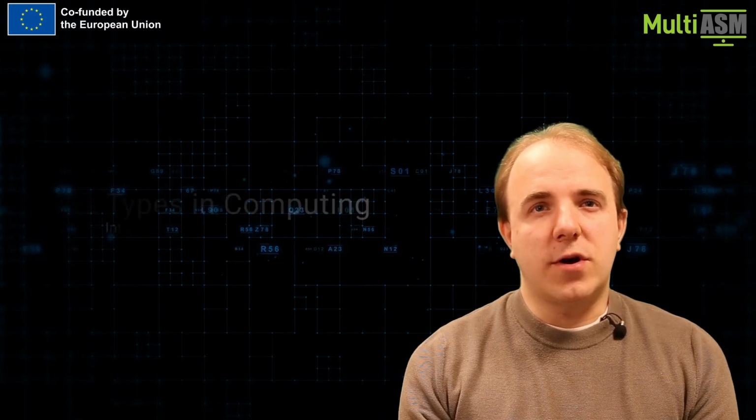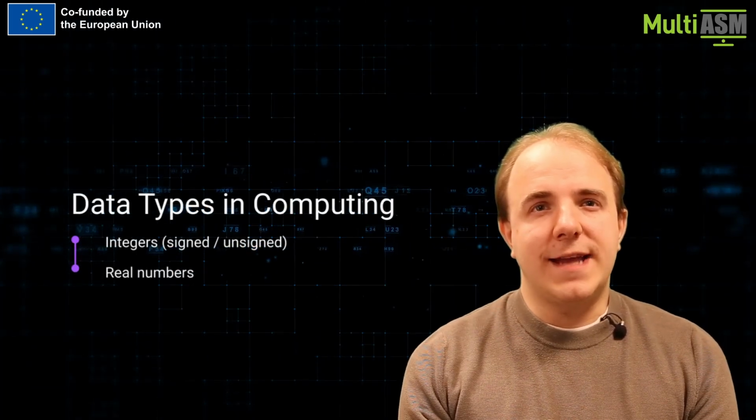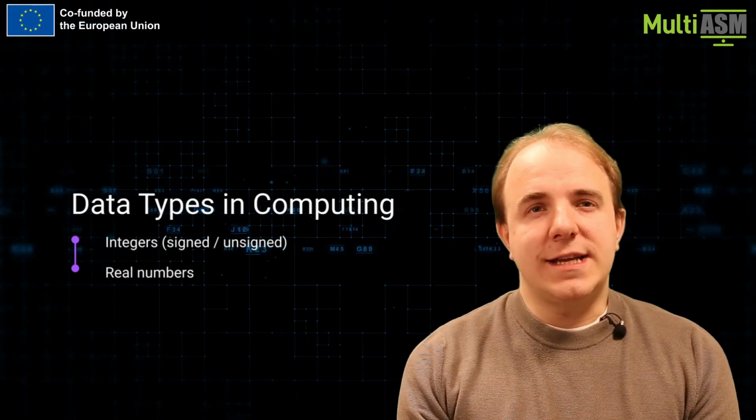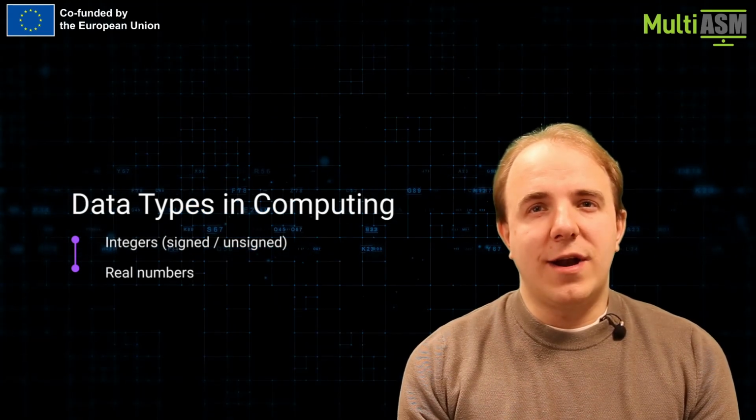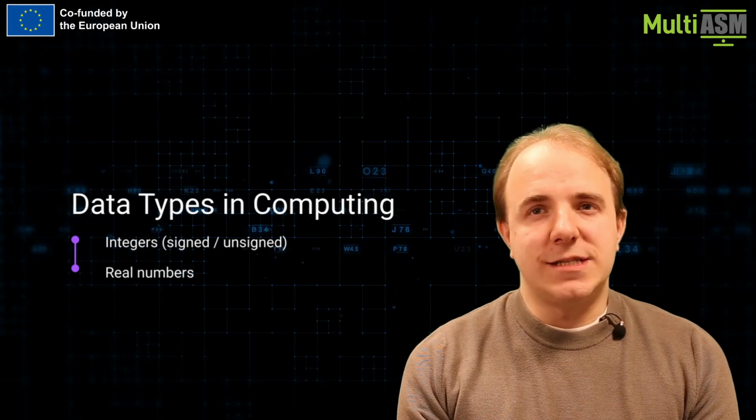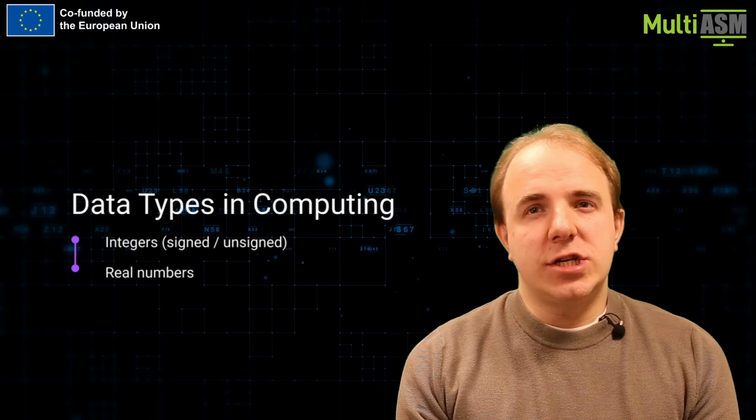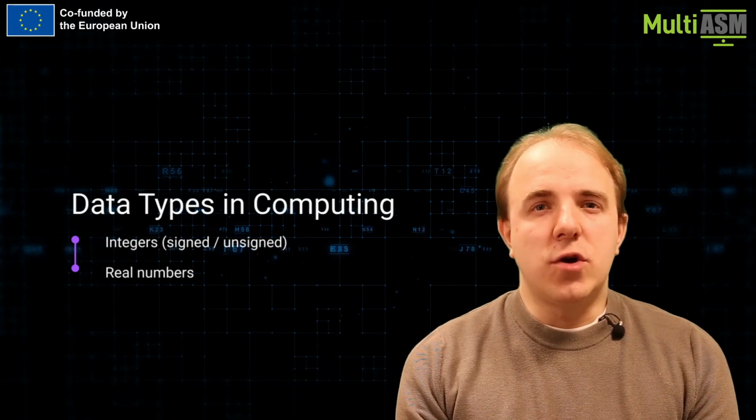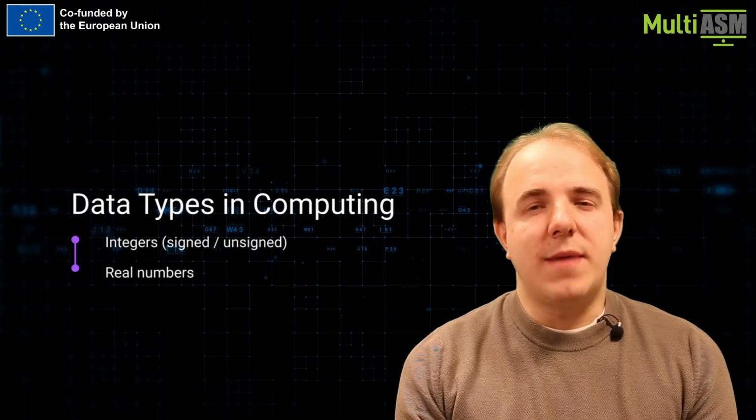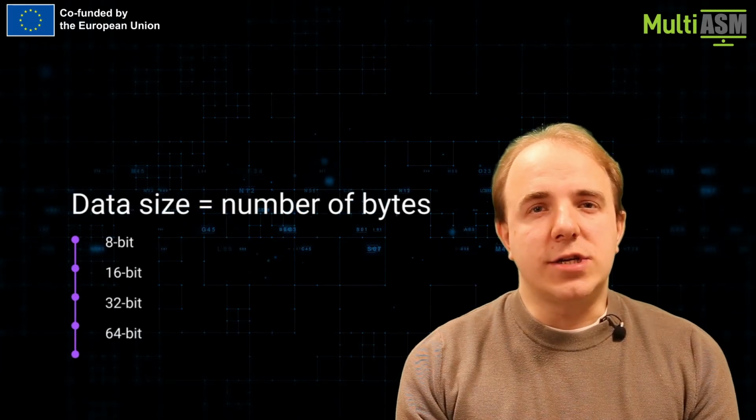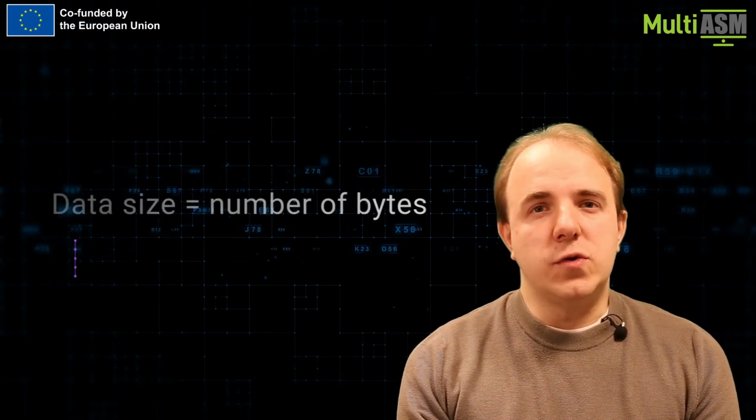At a high level, programming languages define different data types, such as integers and real numbers. Some languages assign these types automatically, but at the hardware level, what really matters is size. Values can be stored as positive integers, signed integers, or real numbers, and each value requires a specific number of bytes in memory. Common data sizes include 8-bit, 16-bit, 32-bit, and 64-bit values.